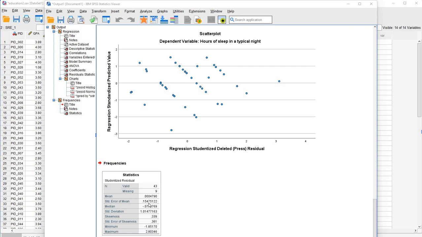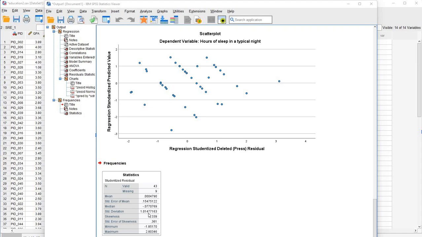0.000479 definitely falls within that range of plus and minus 0.3. So it looks like we're meeting that assumption with our mean equaling 0. Certainly no different than it. If I look at my standard deviation, we get a 1.01. So it's not exactly 1, but it is pretty close. So I don't have any concerns there.